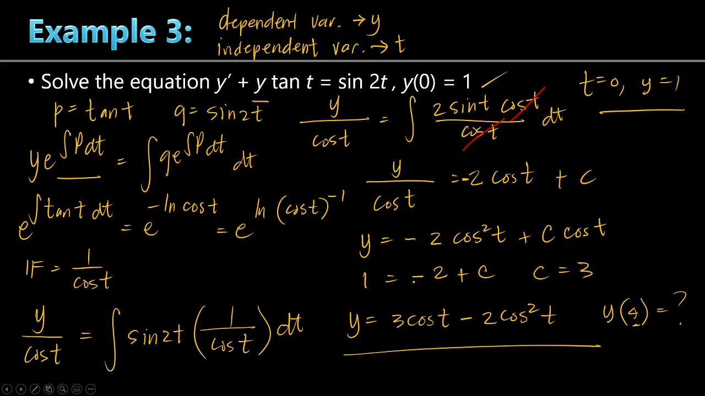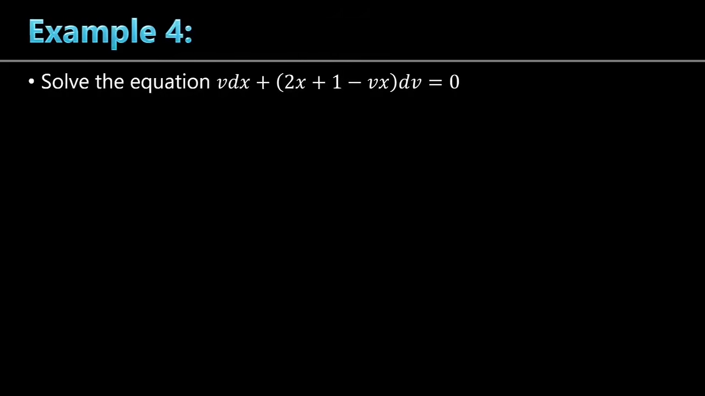Okay? O, sige, example number 4. Solve the equation v dx plus the quantity 2x plus 1 minus vx dv equals 0. So, this time, ang variable natin ay v at saka x. And obviously, the equation is in the differential form. Hindi siya naka-standard form. So, gawin muna natin siyang standard form. Magagawa ba natin ito na linear? Okay. If this is linear, linear in what kaya ito?